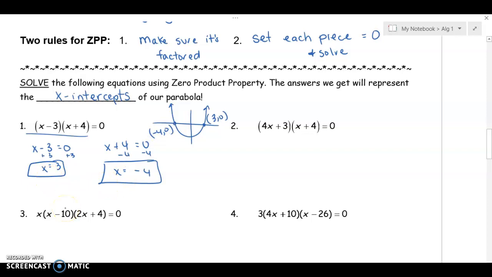All right, let's look at number 2. Same idea. It's already factored. Step 2, set each piece equal to 0. So we're going to set 4x plus 3 equal to 0 and x plus 4 equal to 0.